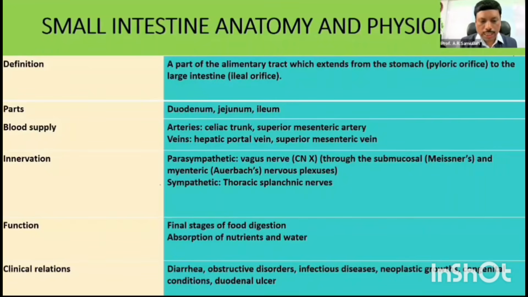So further, there are clinical relations. For the people suffering from diarrhea, remember that constipation is related to the large colon, whereas diarrhea is related to the small intestine most of the time. Therefore, people will get diarrhea.